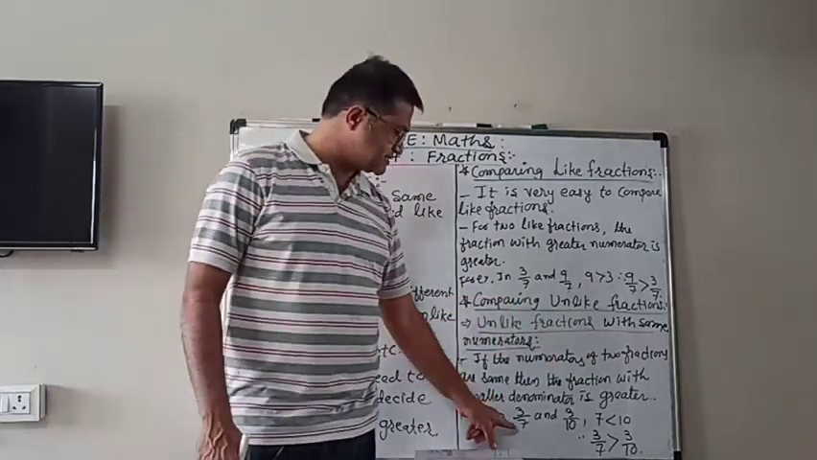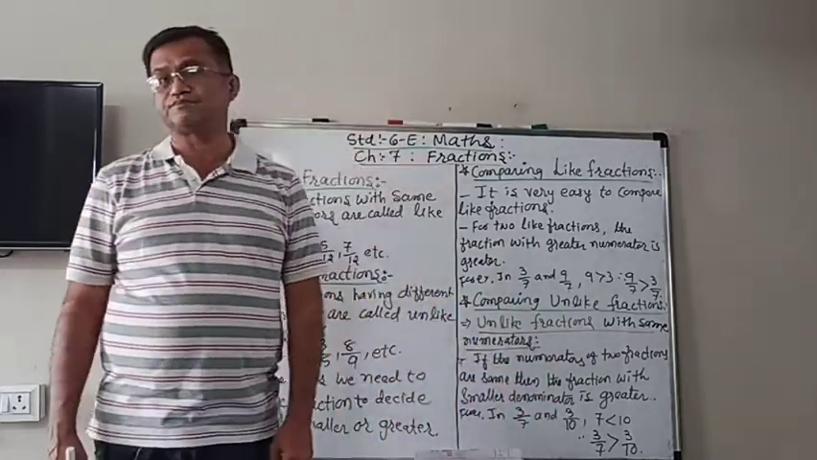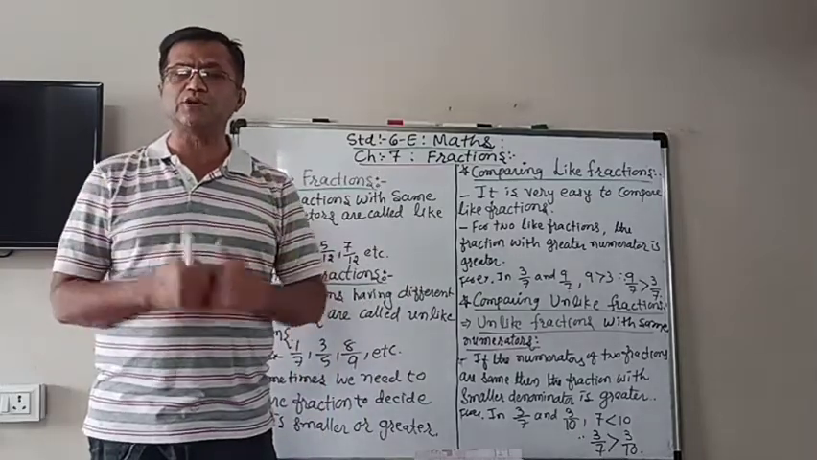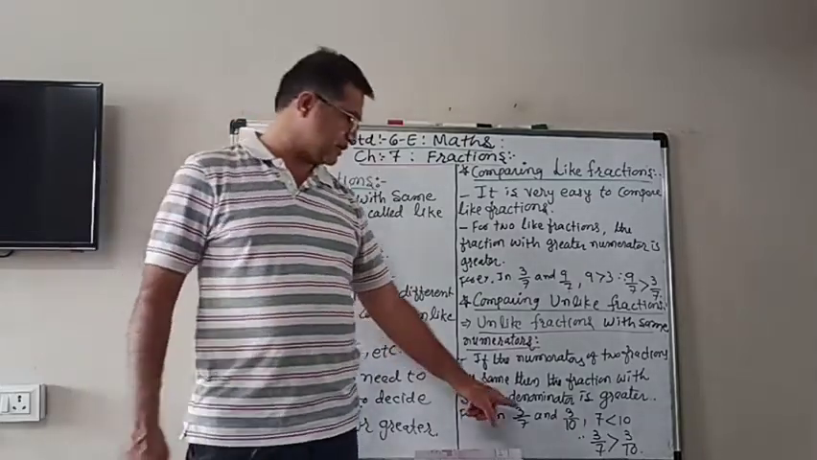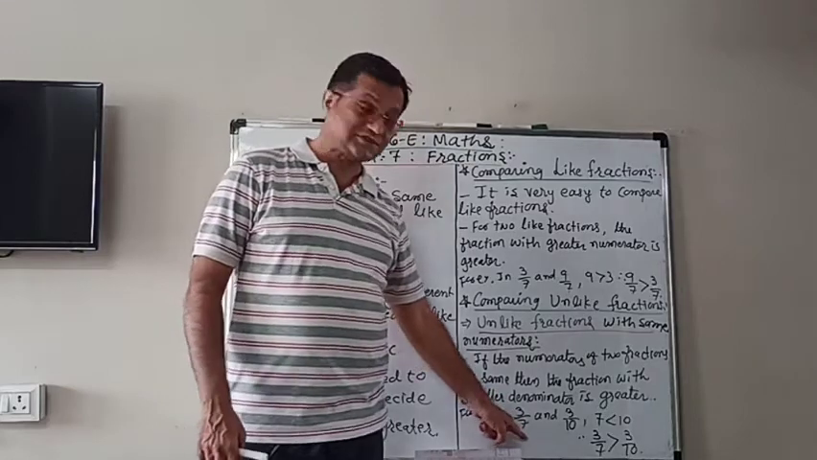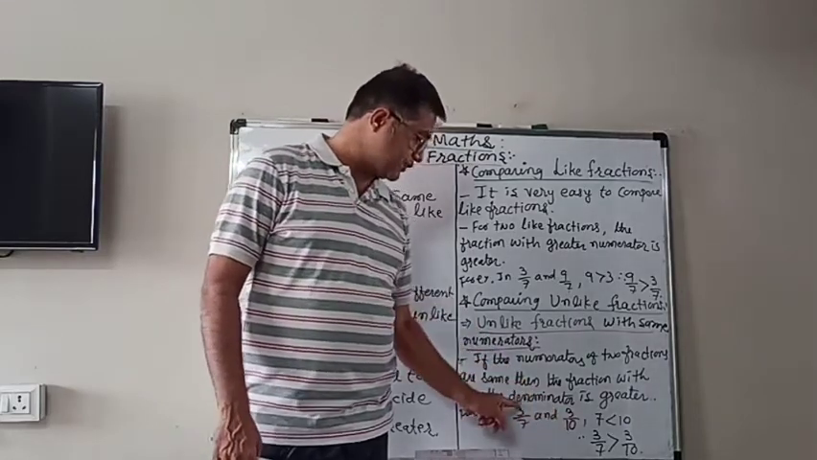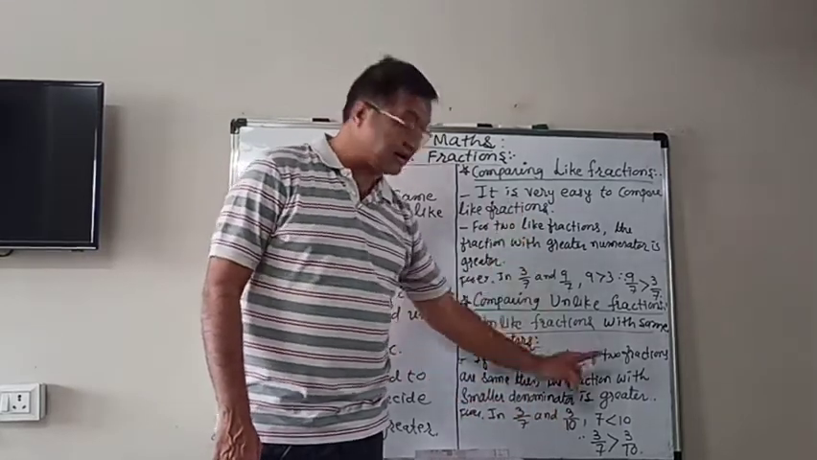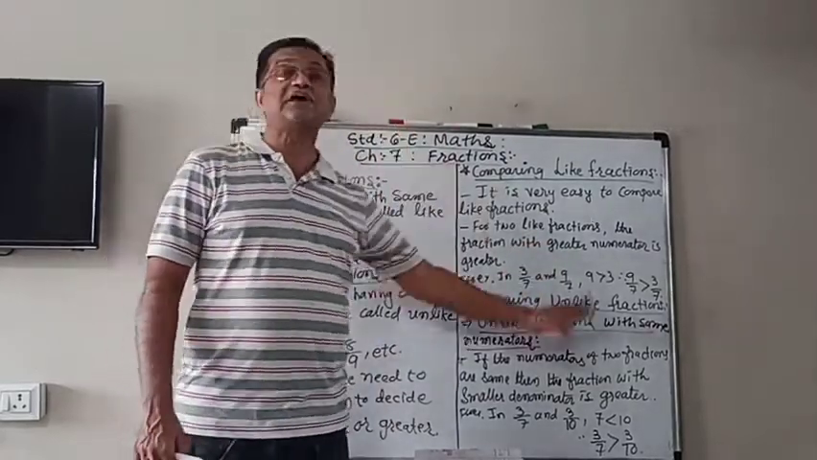So here 3 by 7 and 3 by 10. Here they have the same numerator, so we have to check which denominator is smaller. 7 is smaller than 10, and therefore 3 by 7 is greater than 3 by 10.